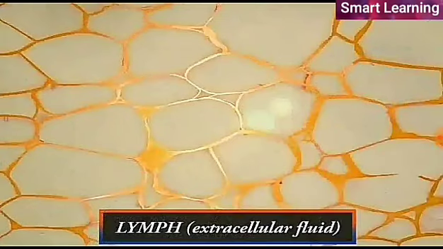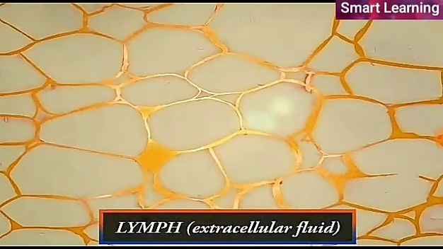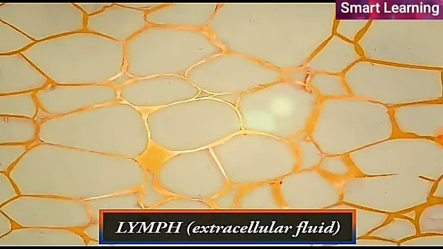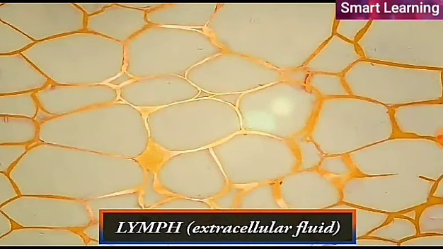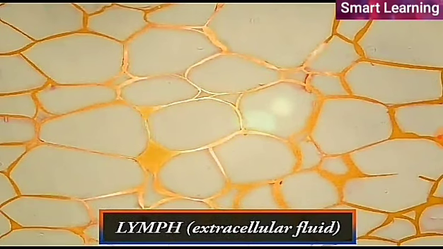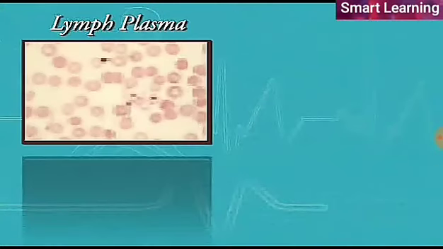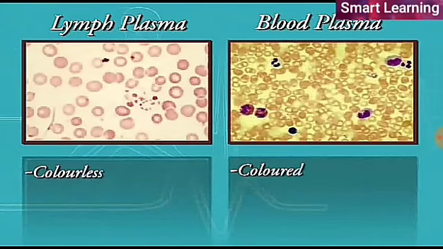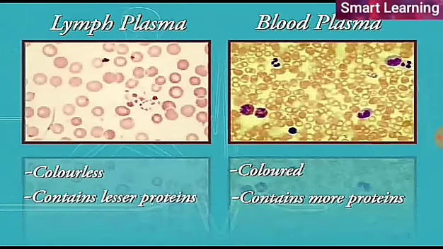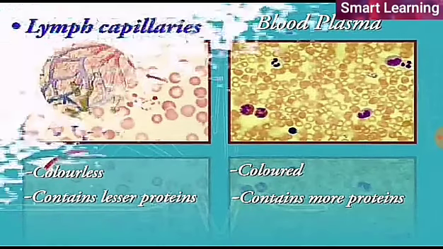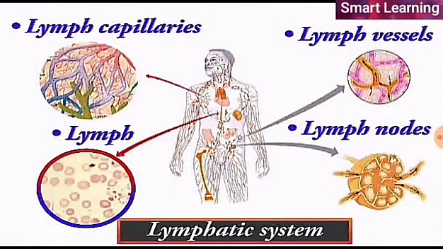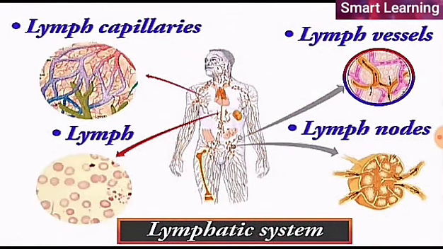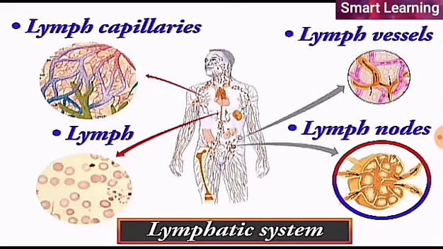The lymph is also called extracellular fluid because it is present in the intercellular spaces in the tissues outside the cells. Though it is similar to the plasma of blood, it is colorless and contains lesser proteins. The lymph capillaries, lymph vessels and the lymph nodes together make up the lymphatic system.